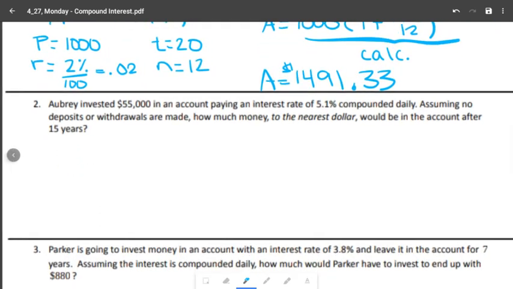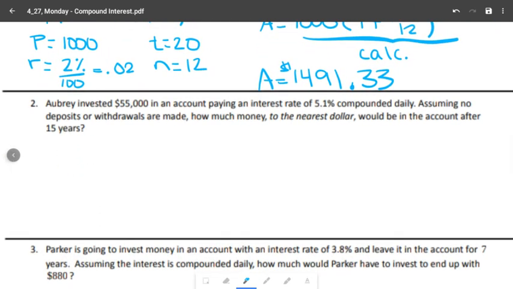Question 2. Aubrey invested $55,000 in an account paying an interest rate of 5.1% compounded daily. Assuming no deposits or withdrawals are made, how much money to the nearest dollar would be in the account after 15 years? So the word compound is there again, which tells me to use this new formula.